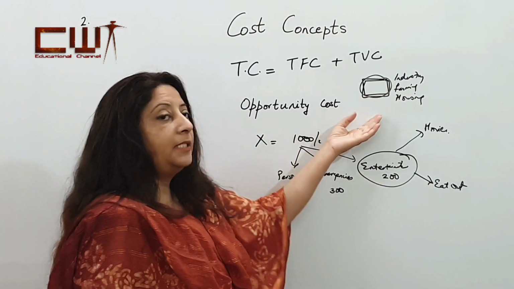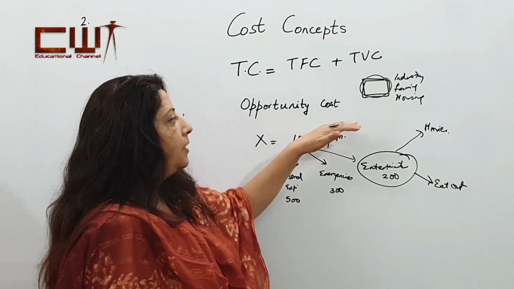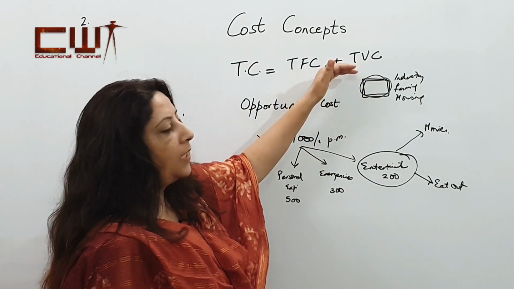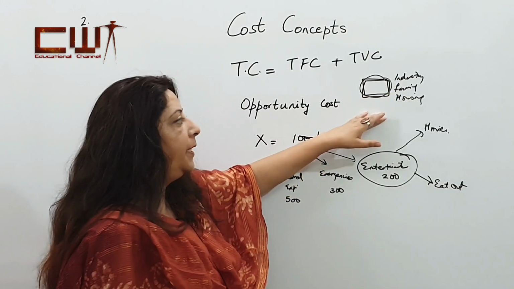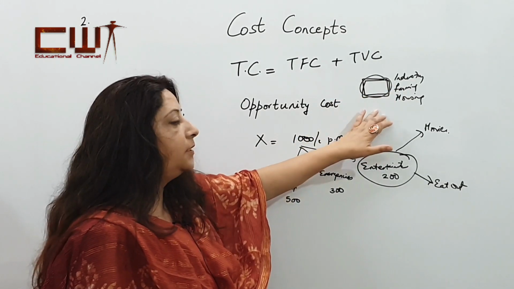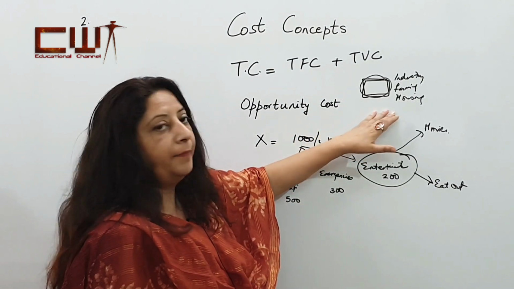So the next best alternative which is foregone becomes the opportunity cost. So suppose this person wants to start an industry, the opportunity cost of starting the industry will be the next alternative to which this particular piece of land can be utilized for. For example, farming.